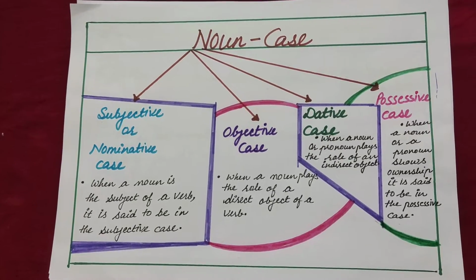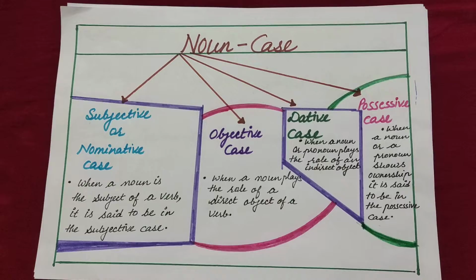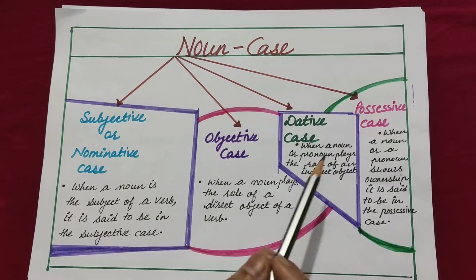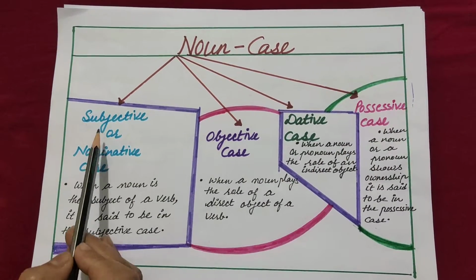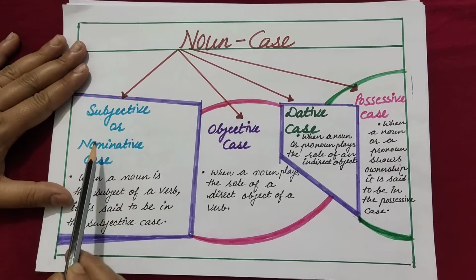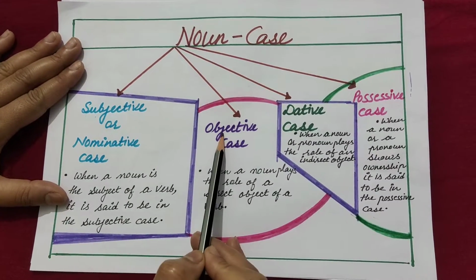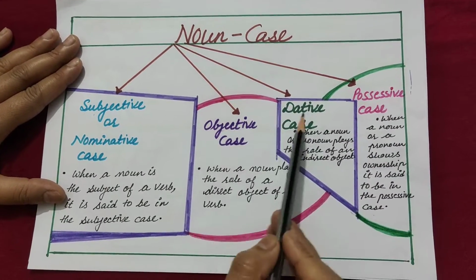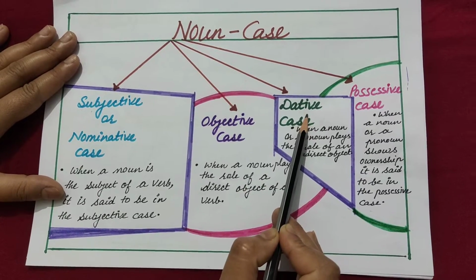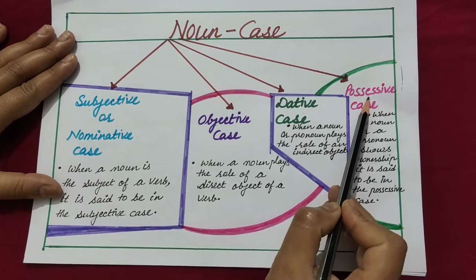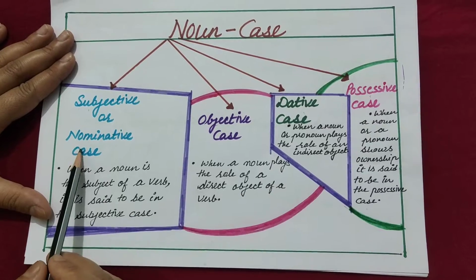Today in this video we will learn about noun case. So, we have four noun cases. Number 1 is subjective or nominative case. Number 2 is objective case. Number 3 is dative case. Number 4 is possessive case.